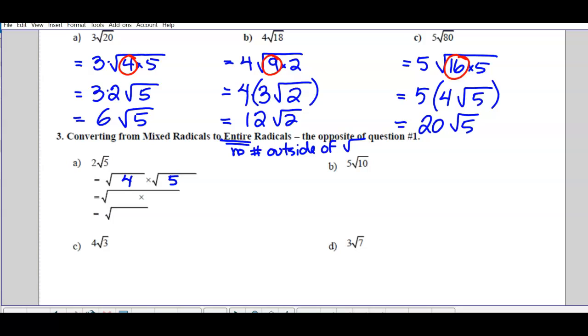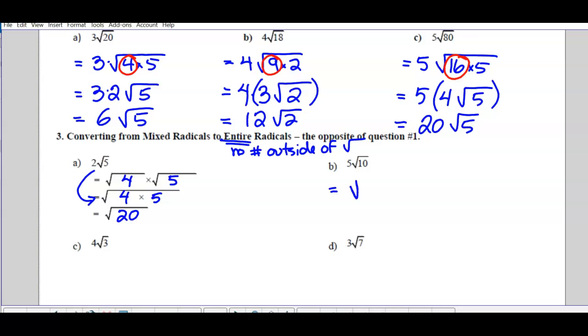Really we don't have to show it in 2 separate steps. Remember, we did that the first time when we were simplifying, but we don't have to now. So that's 4 times 5. That's really what my first step usually is. And then 4 times 5 is 20. Okay, so mixed radical to entire: no number outside. Can't have it anymore. So you square it to put it back in.